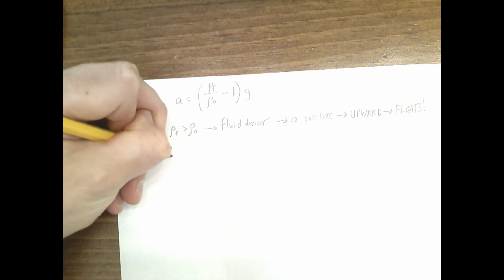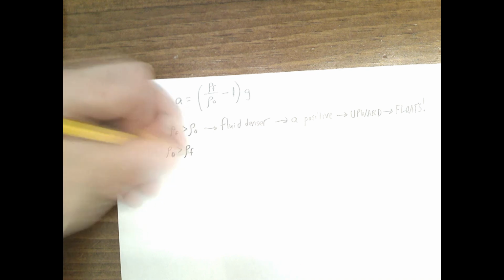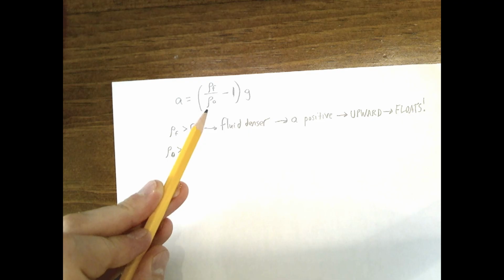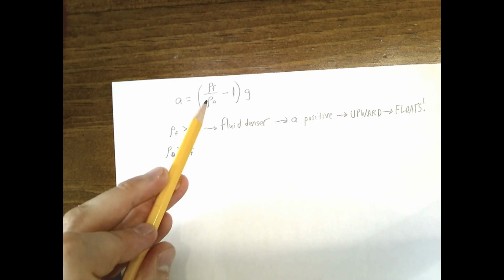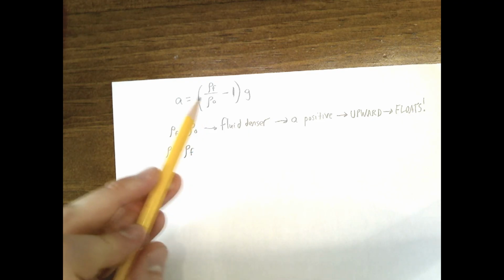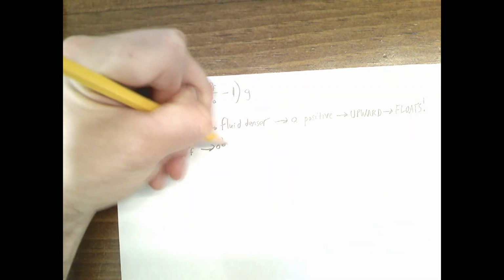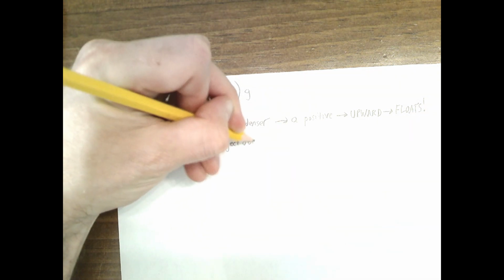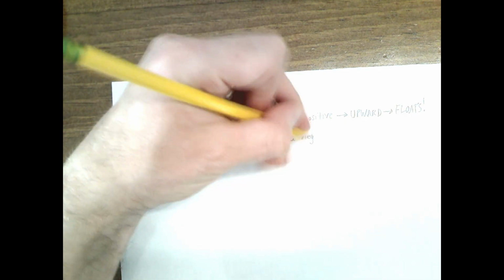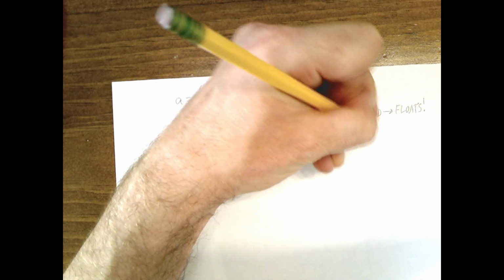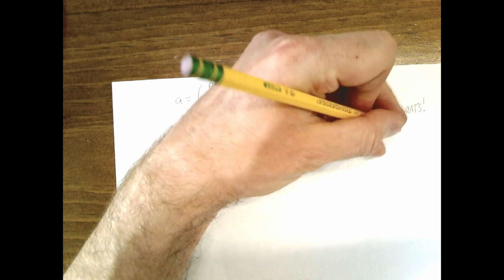If the object density is greater than the fluid density, now the denominator of this ratio is going to be greater, which means that we're going to get a number less than 1. So some fractional number minus 1 is going to give us something negative. So the object is denser. A is negative. We get a downward acceleration, which means our object is going to sink.